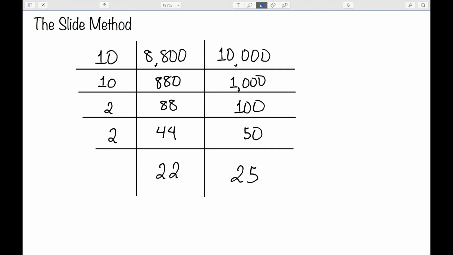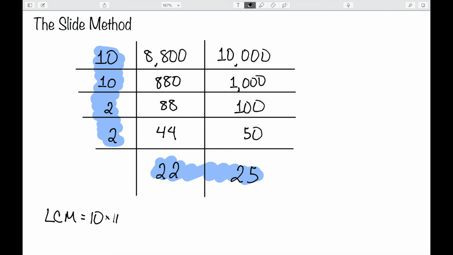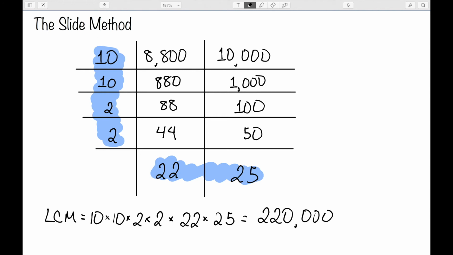When I find my greatest common factor, I multiplied these 4 numbers. But to find the least common multiple, I'm going to multiply these as well as these down here. So in this case, my least common multiple, 10 times 10, times 2 times 2, times 22, times 25, which is 220,000.